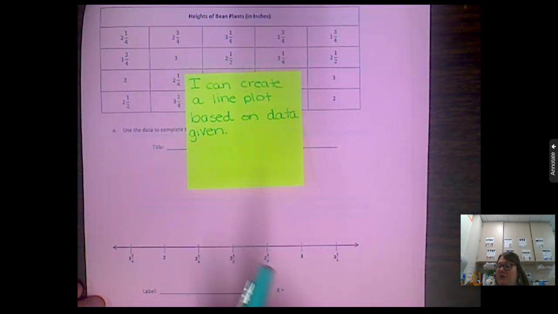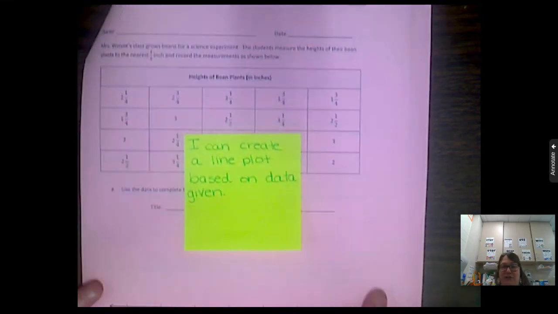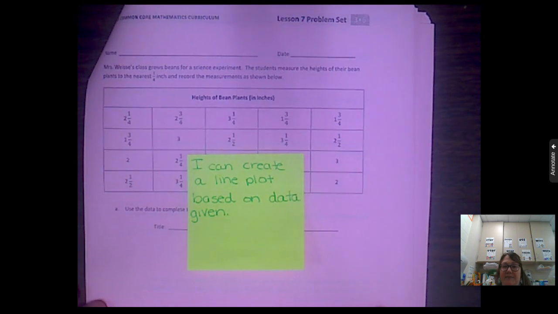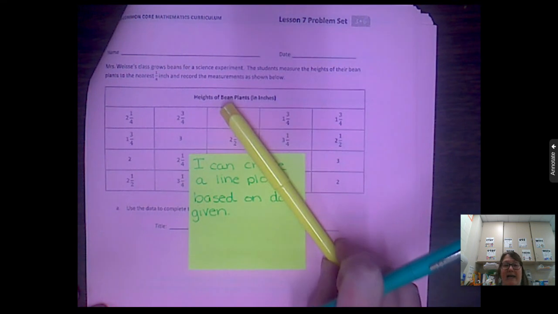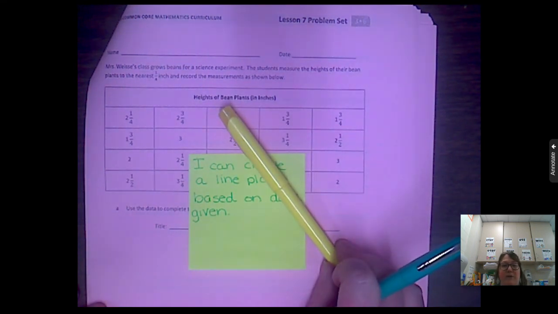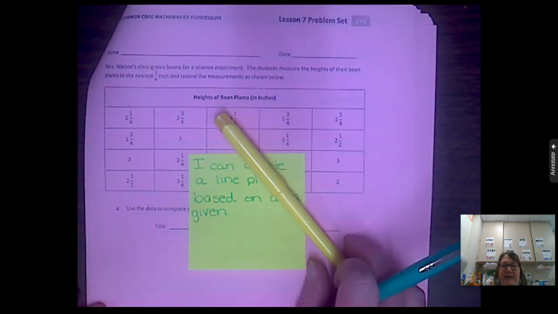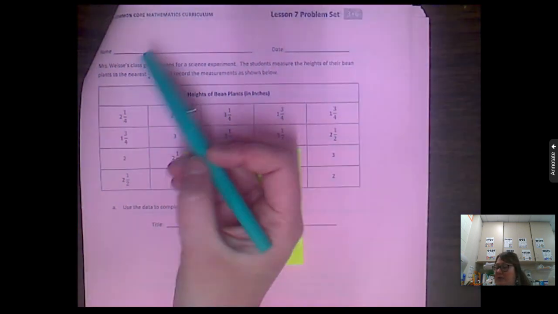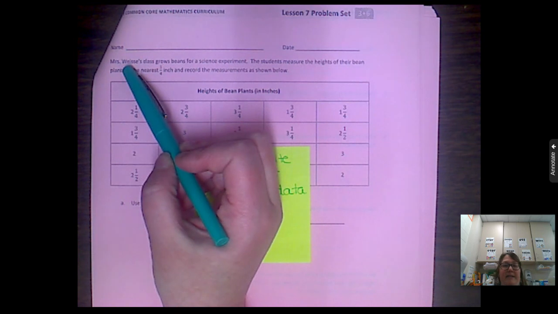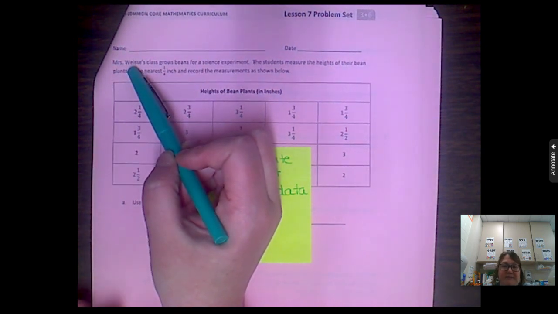So today for materials, you need your lesson 7 problem set, name and date, of course. You need a pencil, and then you need a highlighter for those clue words that tell us what to do with our measurements. Okay, so when you're ready, you can join me. So put your finger, your pencil, right at the beginning on Mrs. Weiss's, and will you read this with me?